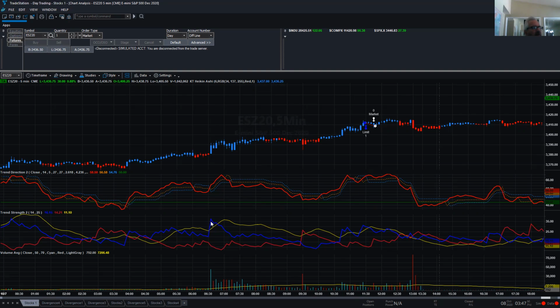It's confirmed by the trend strength, the blue line. And we get in at 33.89 and we exit at 33.90. Not a lot to be gained. The high was 33.94. Not a lot to be gained, but we got in.